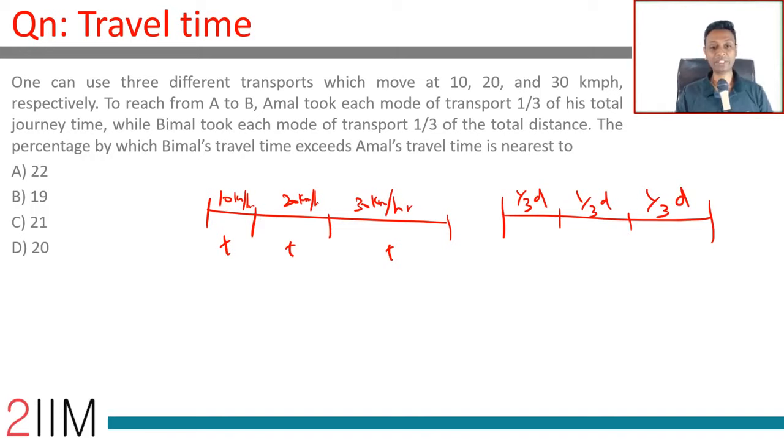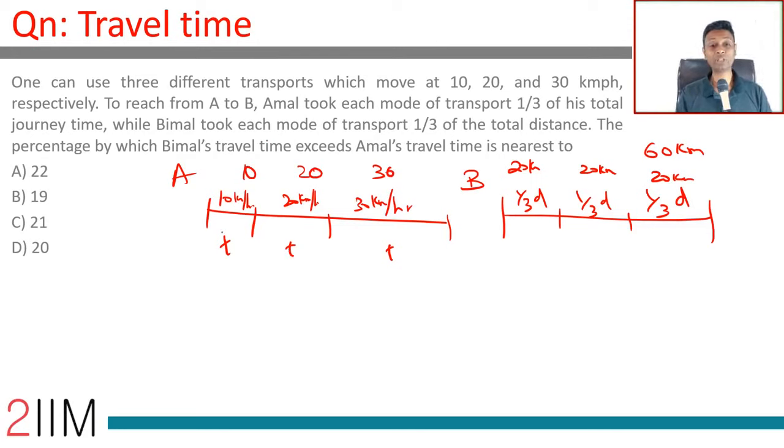If you travel for time T at 3 different speeds, the distances would be in the ratio 1:2:3. The percentage by which, this is Amal, this is Bimal, Bimal's travel time exceeds Amal's travel time. Let's make life simple. If the distance is a multiple of 6 and 3, life is simple. So I'm going to assume the total distance is 60 kilometers. And it travels 10, 20, 30 kilometers.